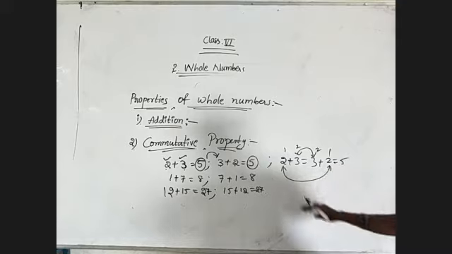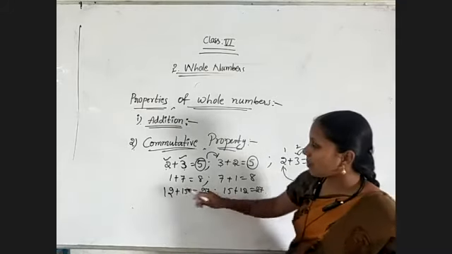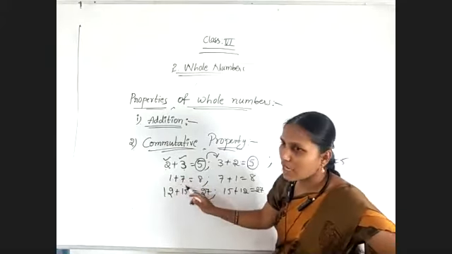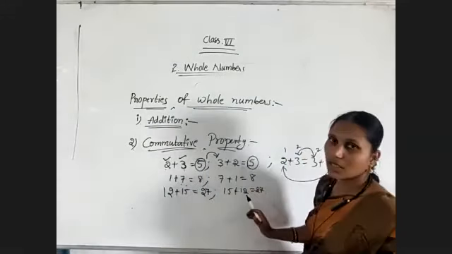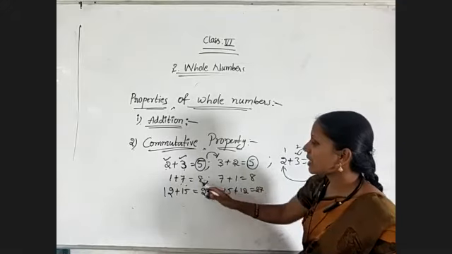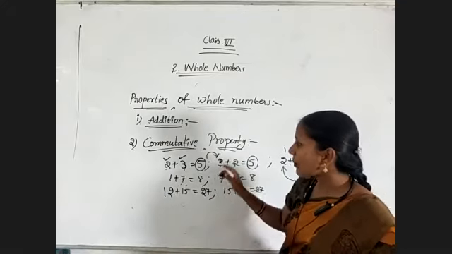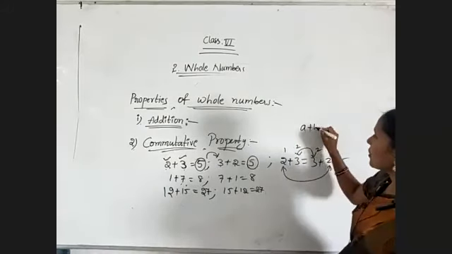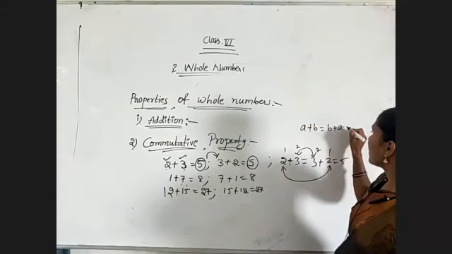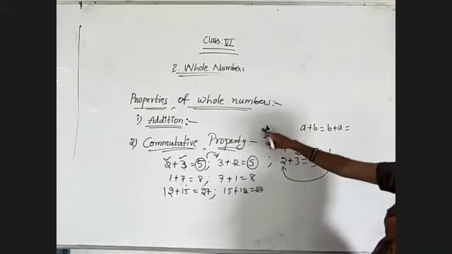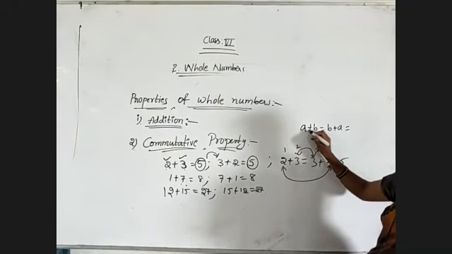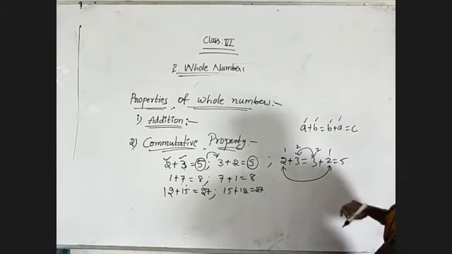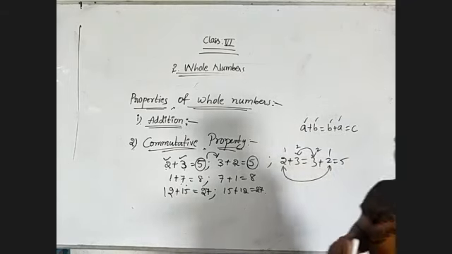Now coming to the next example also. Here my two numbers are 1 and 7. I have changed them to 7 and 1. 1 plus 7 is 8 only, 7 plus 1 is also 8 only. There is no change by changing their order. So commutative property states that if you are adding any two whole numbers, by changing their order, the result will not change. Okay, this is the statement.